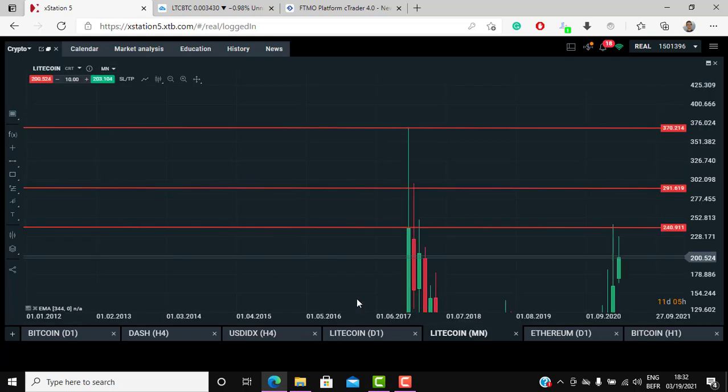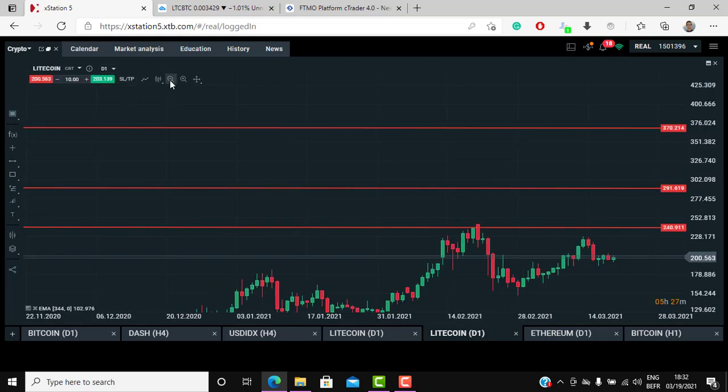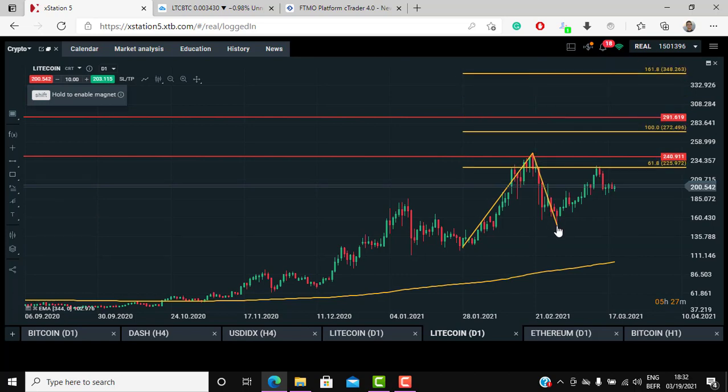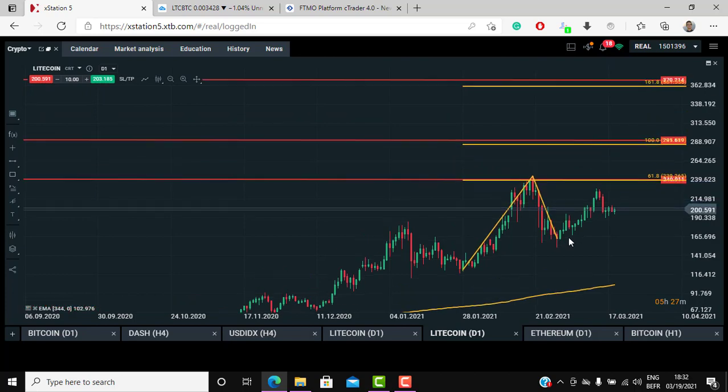I'm going to go back to the... well, let's go back to the daily chart. If we use the daily chart here and we use the Fibonacci expansions, we're going to use the lows here, the highs here, and then the lows back above here. And as you can see, Fibs gave us these targets.